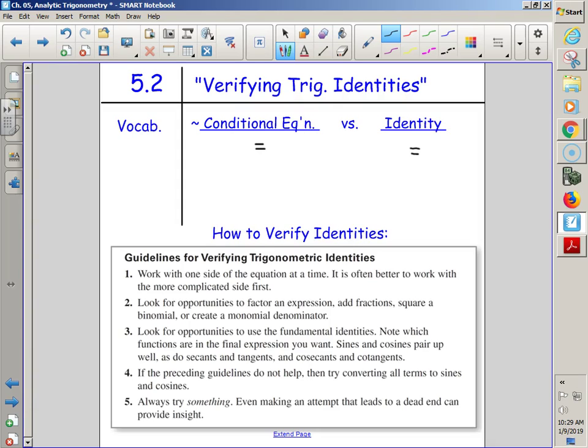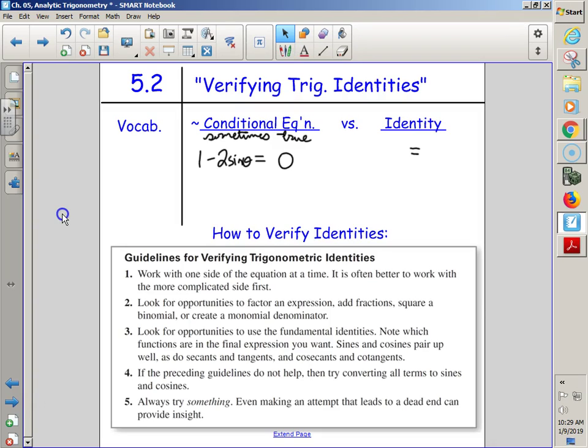Conditional equation. I want you to think sometimes true. It's true based on condition. Let me give you an example of that. If I was to give you something like 1 minus 2 sine theta is equal to 0. Is that always true? Depends on the theta. If I subtract, negative 2 sine of theta equals 1/2, isn't that only sometimes true?